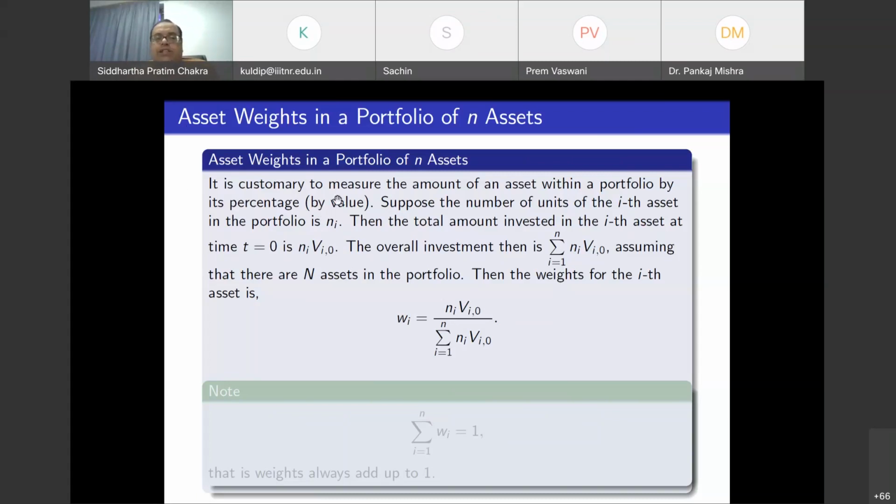So it is customary to measure the amount of an asset within a portfolio by its percentage. When we typically define a portfolio, we don't actually use theta 1, theta 2 numbers, but instead we use weights, which indicate the percentage or the proportion of the total money that you have put in that particular asset. So this means that suppose you have 10,000 rupees and my portfolio is given in terms of weights.